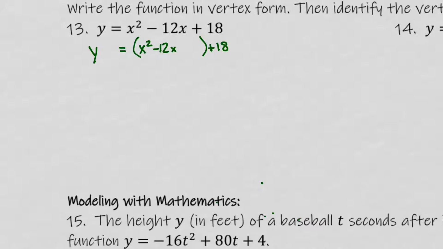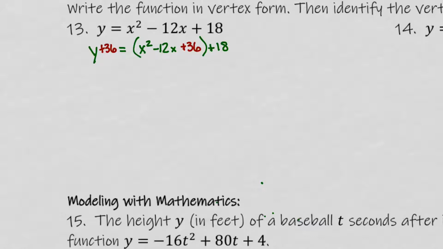And to do that, we took half of b, we halved it, we squared it, we add it to both sides. So half of negative 12 is negative 6. Negative 6 squared is 36. So if I add it to this side, I must also add it over here.